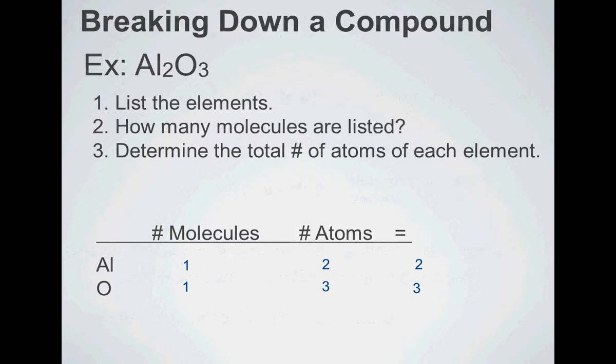Now, for the molecules, say if there was more than 1 molecule, would it go in front of the O or in front of the Al? It would be in front of the Al. So if there were 4 here, how many aluminum atoms would we have? 8. We would multiply 4 times 2.